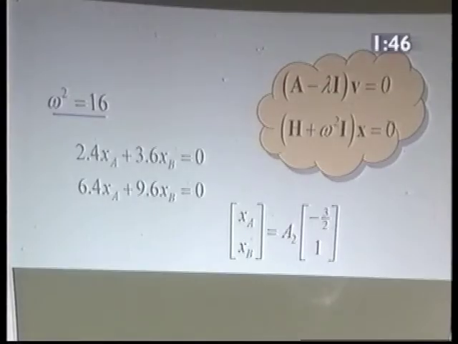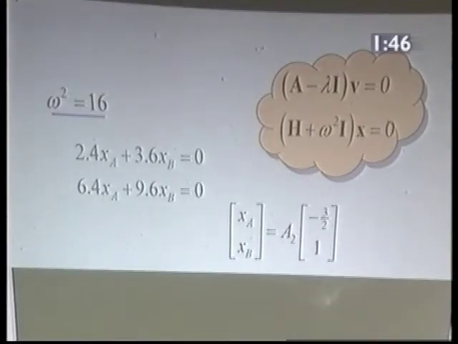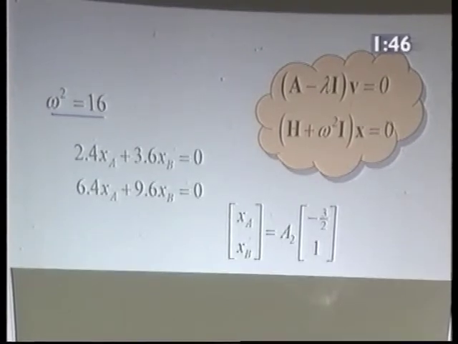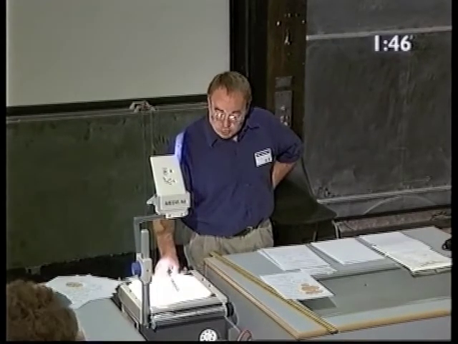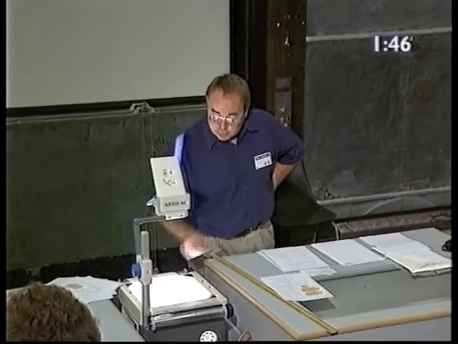If you put in omega squared equals 16 in that top matrix, we end up with 2.4 here and 9.6 here. And the eigenvector in this case is in the ratio of 3.6 to 2.4, which is 1.5 to 1. And when you take this over, this becomes a minus, so it's in the ratio 1 to minus 1.5. So the eigenvector in this second case is any multiple of this vector. So that's just a standard eigenvector calculation.